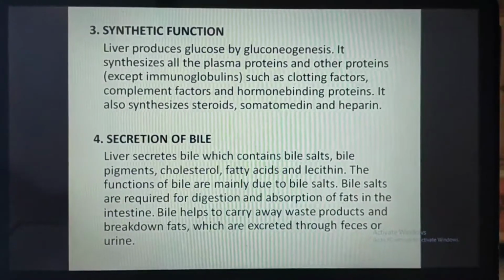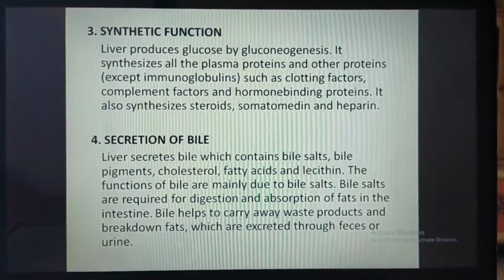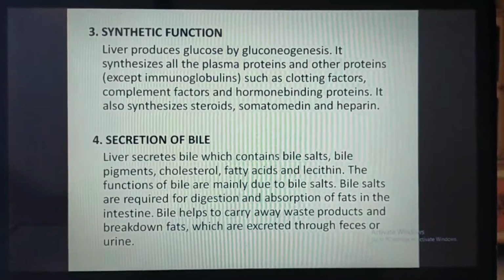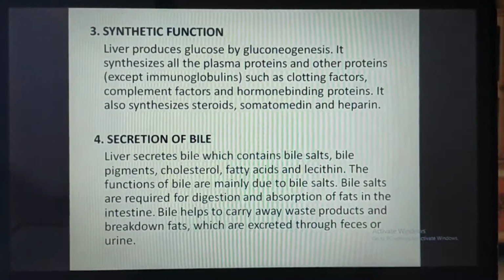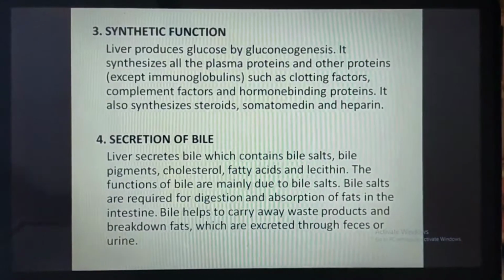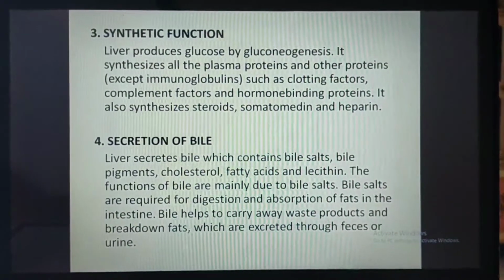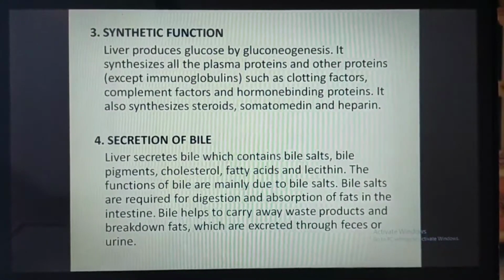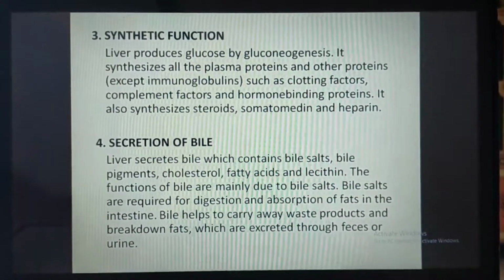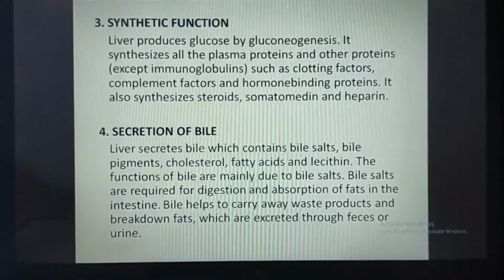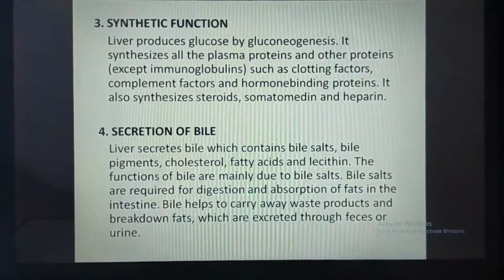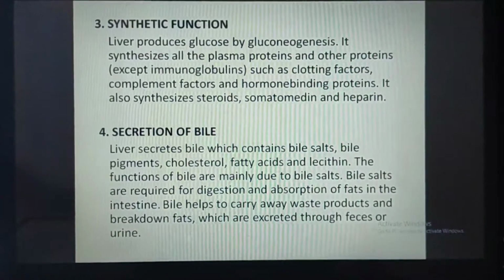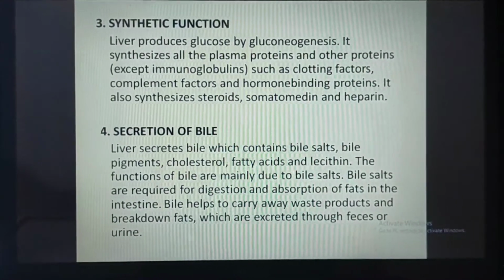Synthetic function. Liver produces glucose by gluconeogenesis. It synthesizes all the plasma proteins and other proteins such as clotting factors, complement factors, and hormone binding proteins. It also synthesizes steroids, somatomedin, and heparin. Another function of liver is secretion of bile. Liver secretes bile, which contains bile salts, bile pigments, cholesterol, fatty acid, and lecithin.